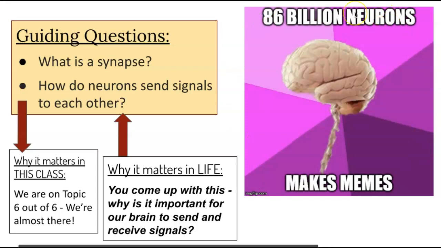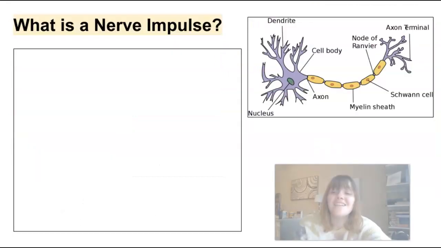And then I thought this meme was really funny and I thought it kind of applied to me. You have 86 billion neurons in your brain and we make memes. Ha ha ha ha. Okay.